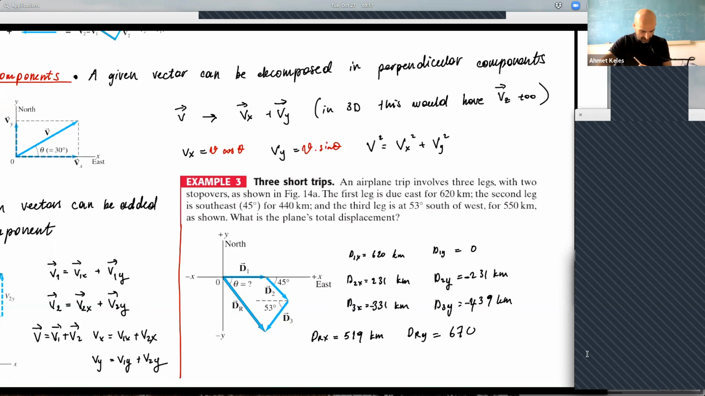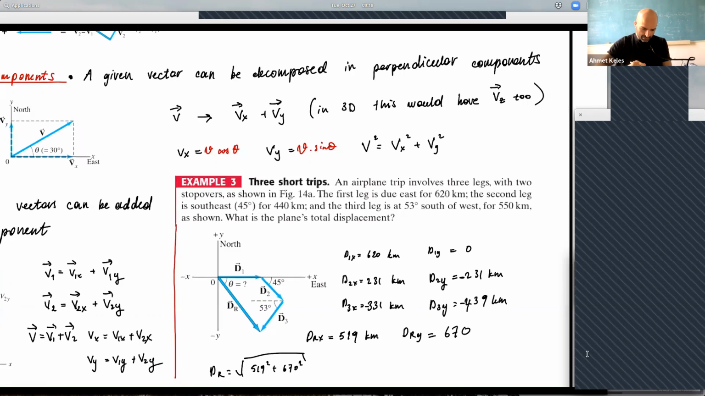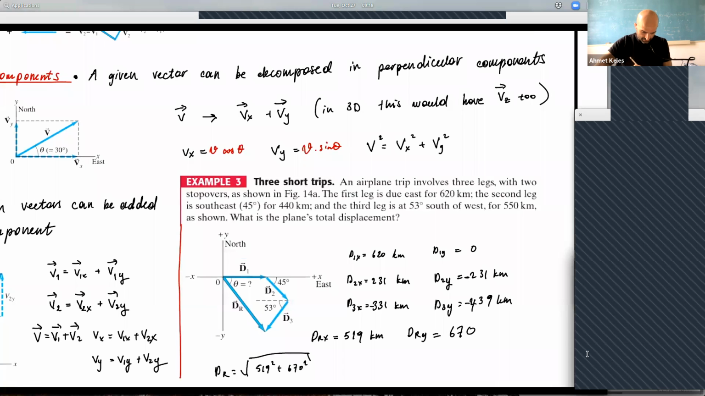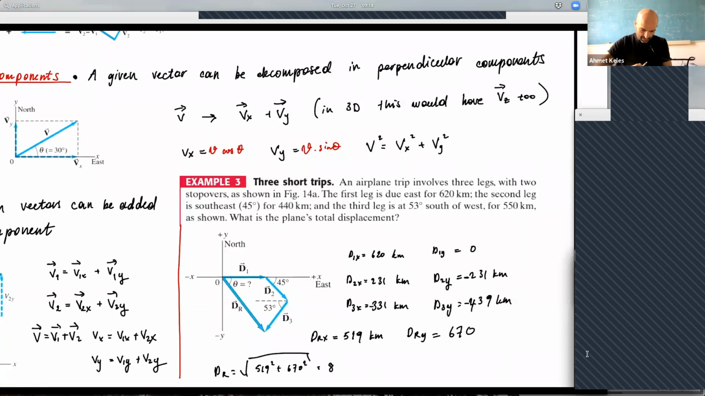First, the magnitude Dr, which is equal to the square root of 519 squared plus 670 squared. I found 800 something, 847.